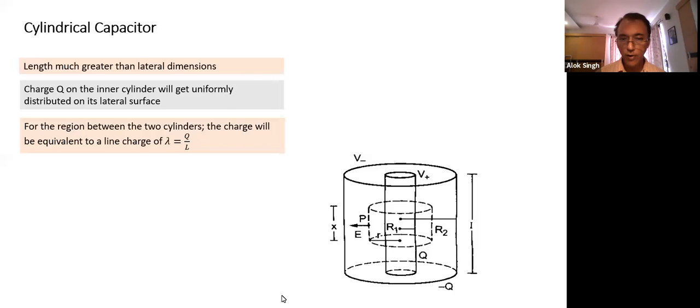Are you following how it can be treated as line charge? If it is a line charge, what is charge per unit length? If total charge given is Q, if the length of the cylinder is L, charge per unit length on the cylinder is Q by L. Have you understood this point here?